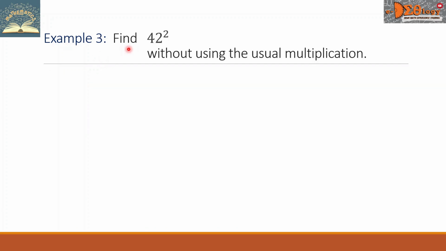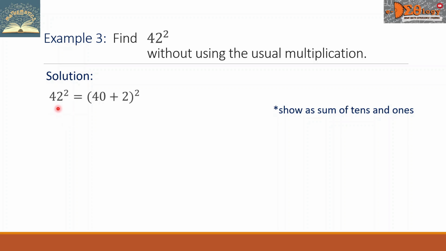Example 3. Find 42 squared without using the usual multiplication. Now this 42 we will show as a sum of tens and ones. So 42 is equal to 40 plus 2, that is squared. We expand the square as 40 plus 2 times 40 plus 2.